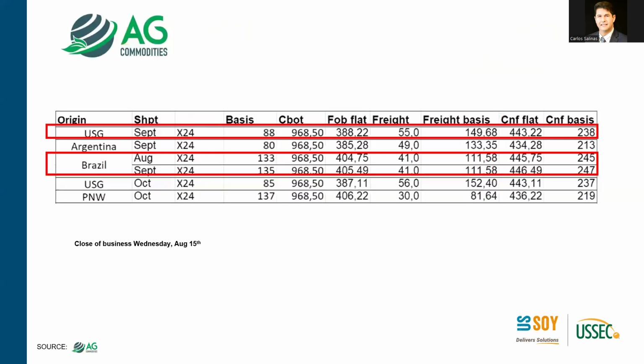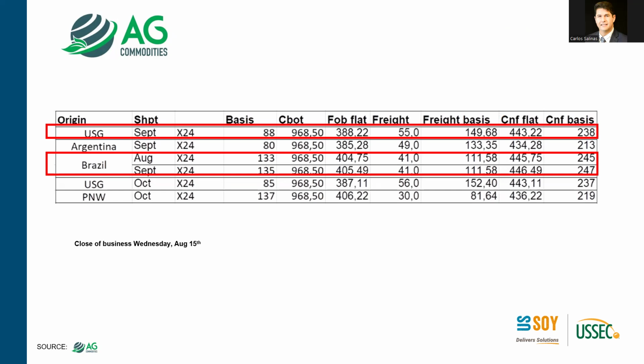As we take a look at CNF values, and we take a look at the information from our friends in Ag Commodities, we see that for the September window, U.S. Gulf values as of August 15th were at $443 a metric ton.